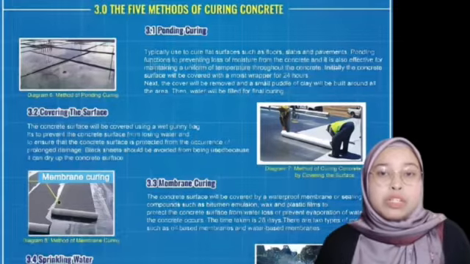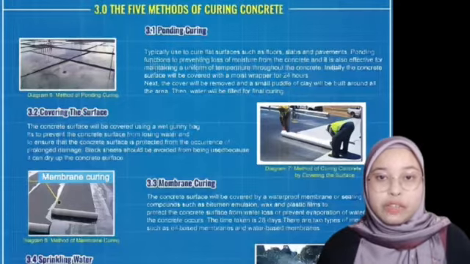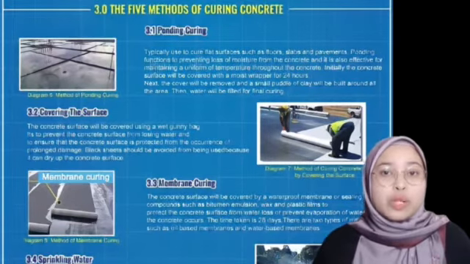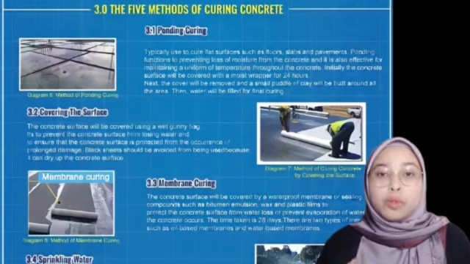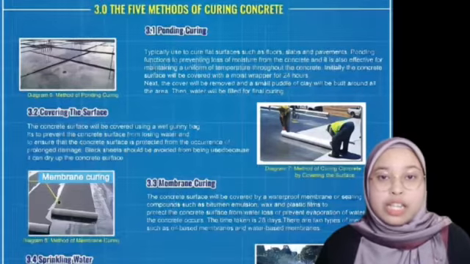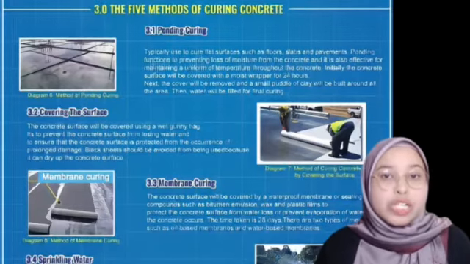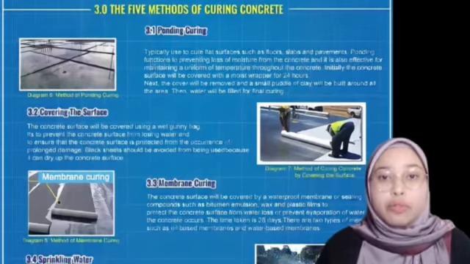Thirdly is membrane curing. Concrete membrane is a method of curing the concrete surface where the concrete surface will be covered by a waterproof membrane or sealing compounds such as bitumen emulsion, wax rubber, latex emulsion, water repellent, and plastic films. The membrane used can be produced either in solid or liquid form.